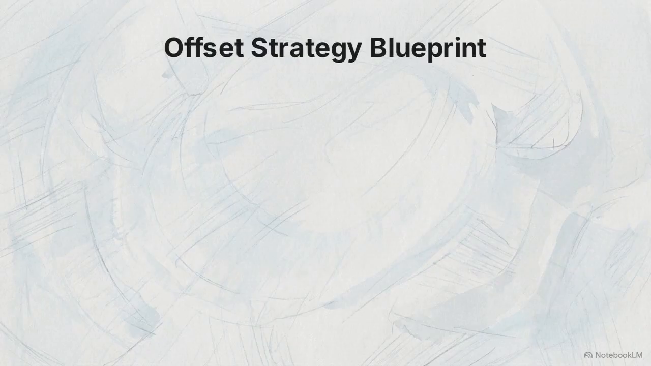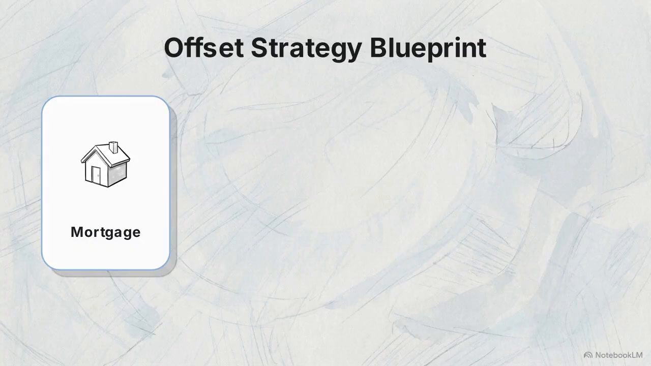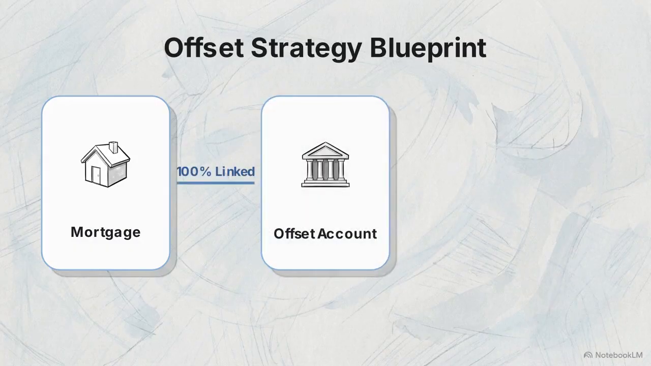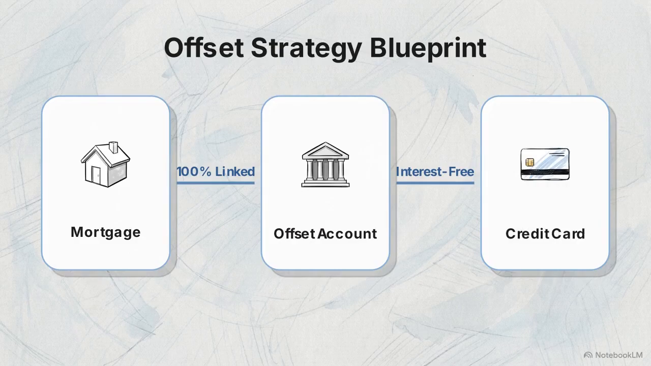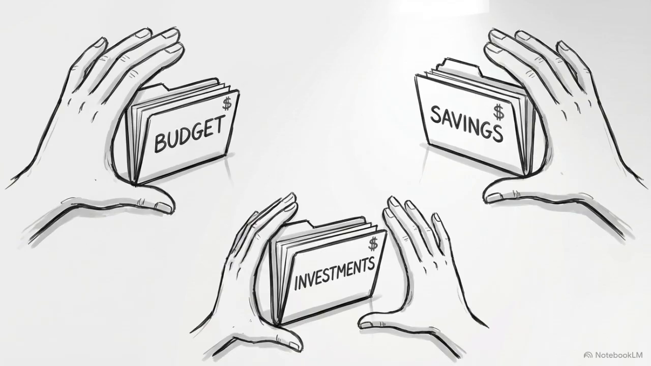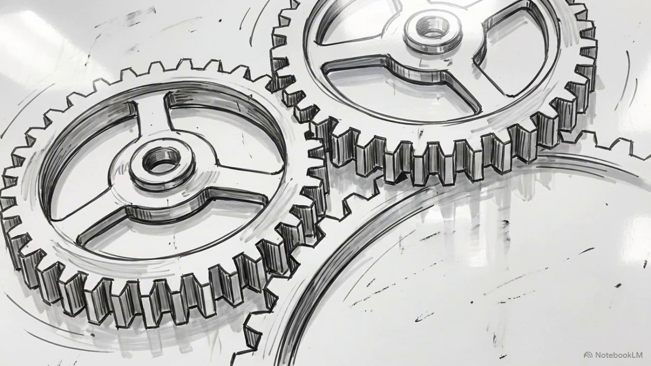This flowchart introduces the 3 non-negotiable tools we need to build this system. You need a standard Australian mortgage, a 100% linked offset account, and a credit card that offers an interest-free period. Banks rely on customers keeping these financial products separate. When these tools are configured correctly, they work together to ensure no part of your income sits idle while you owe money on your home.